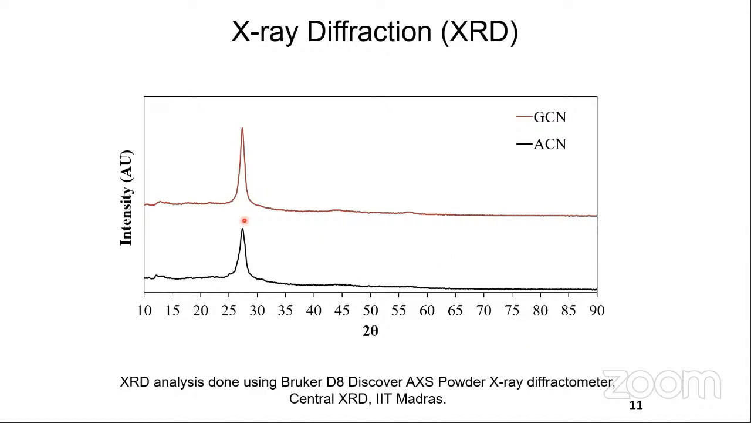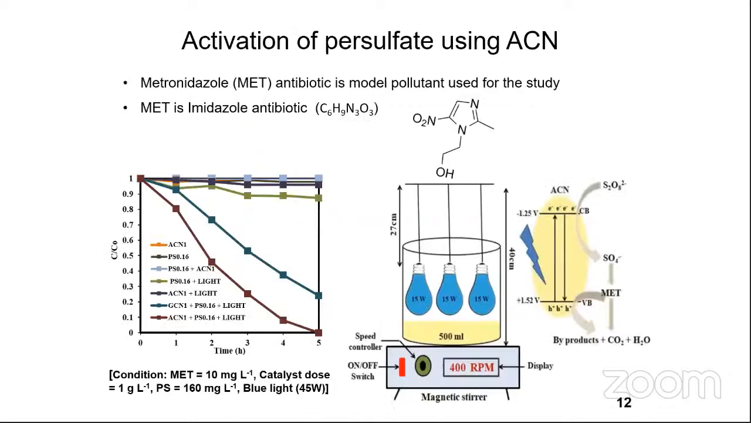The X-ray diffraction graph shows the characteristic carbon peak at around 27 degrees for both GCN and ACN, from which we can conclude that the acetic acid pre-treatment is not disturbing the structure of the carbon nitride.